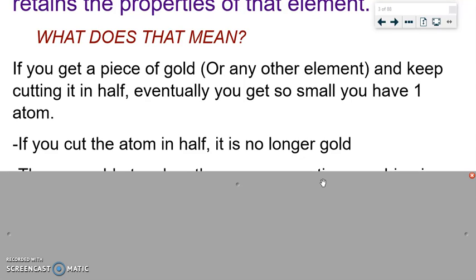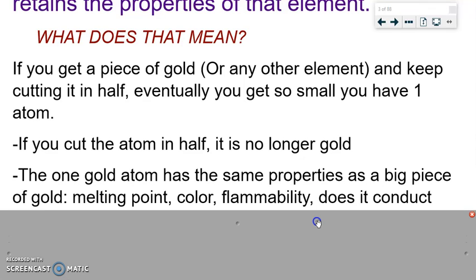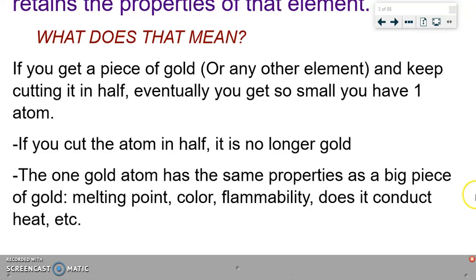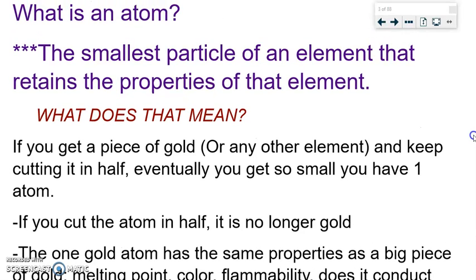Okay, so an atom is the smallest piece of gold I can have. There's nothing smaller than one atom of gold and have it still be gold. Okay? And that one gold atom has all the same properties as a big piece of gold. So the one atom has the same melting point and the same color as a big piece of gold. They both catch on fire the same way and that kind of thing. Okay? So that's the definition of an atom, the smallest piece of an element that retains the properties of that element.